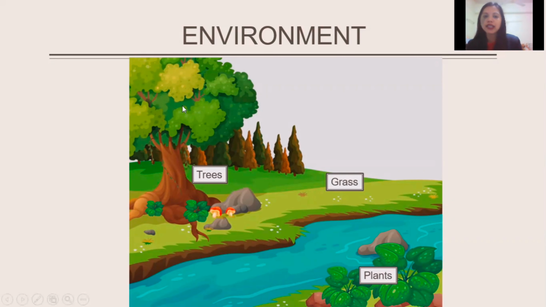Is this a non-living thing? No, it is a living thing. How about this one? Is this a living thing? Yes, rocks are non-living things because they are not alive. Next, air is also a non-living thing. Also, soil is a non-living thing. What else? Water is also a non-living thing.